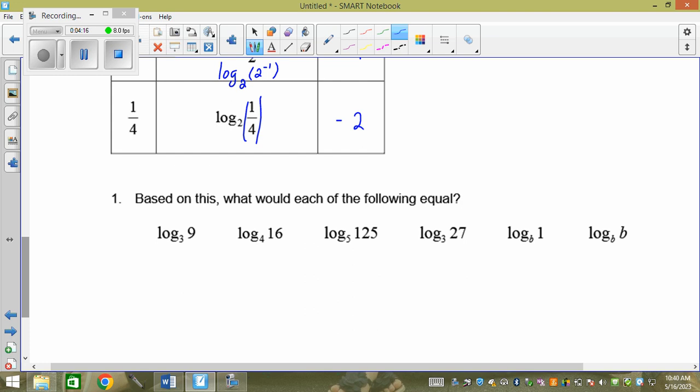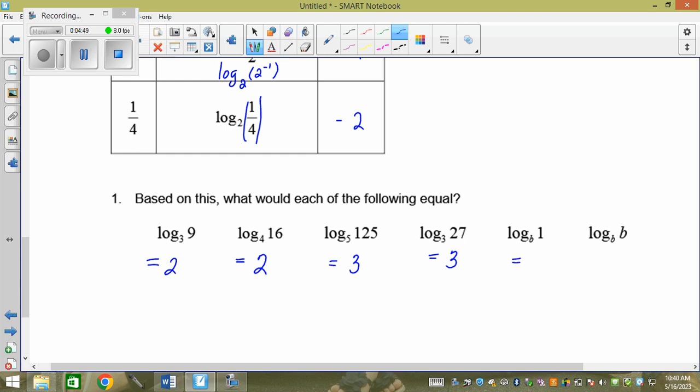Stop it, Sydney. Okay, do we need to type any of these into our calculator? And why is our calculator not always the best way? Because what if I give you variables? All right. So, what is the answer of this one going to be? 2, because I'm doing 3 to the power of what is 9? 2. What about this one? 2. 4 squared is 16. What about this one? 3. 5 cubed is 125. What about this one? 3 cubed is 27. So exciting.